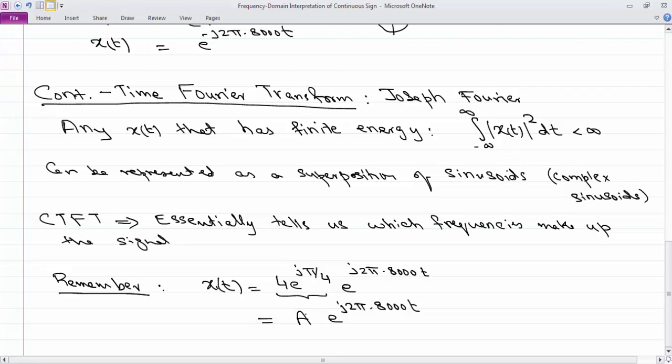Now how do I read this statement? What it says is that x of t is a complex frequency. It's an 8 kilohertz frequency. Its amplitude is 4, so A is 4, and its phase is pi by 4. This is how I read it. This signal is one sinusoid with amplitude 4 and phase pi by 4.